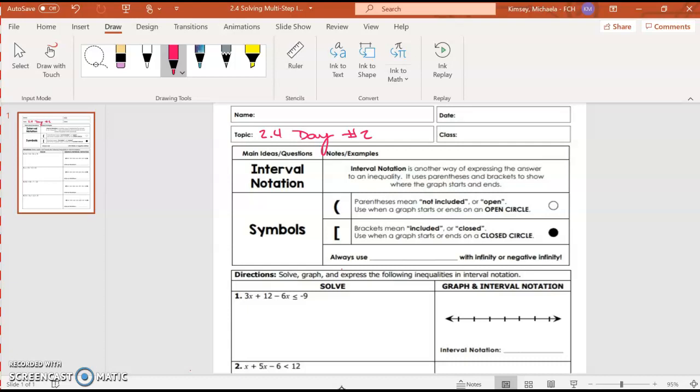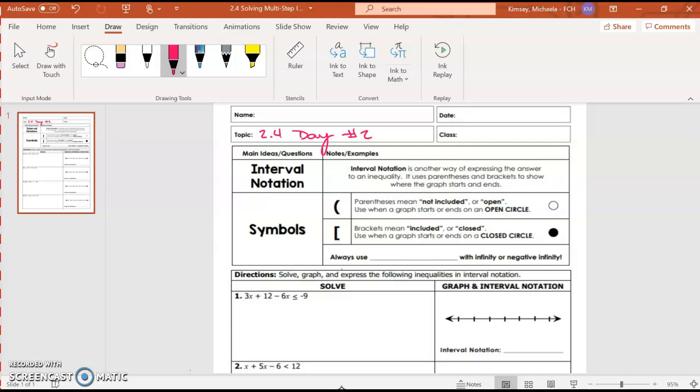We want to use parentheses and brackets to show where the graph starts and ends. This is something that won't be on your test, but I think it's very important that you see it for sure. When we're expressing inequalities, the parentheses mean not including, or if we have an open circle, we want to use parentheses. The brackets mean we're including that value, and that could also mean you have a closed circle.